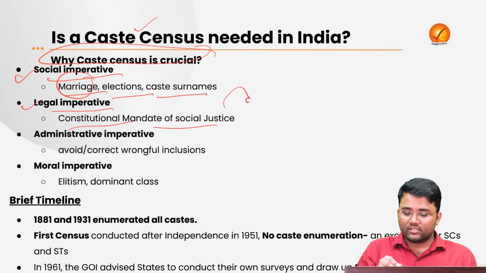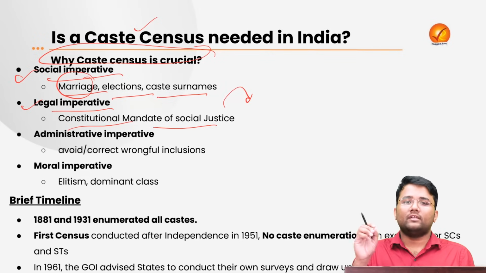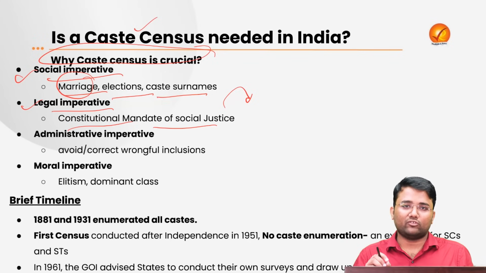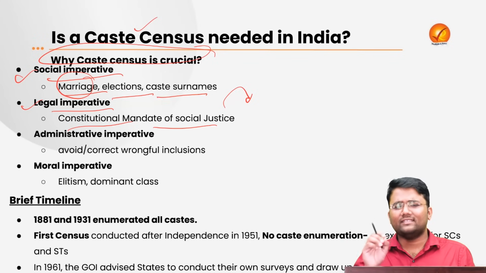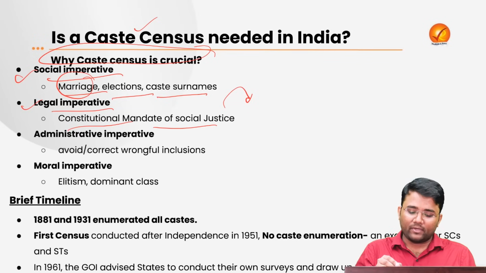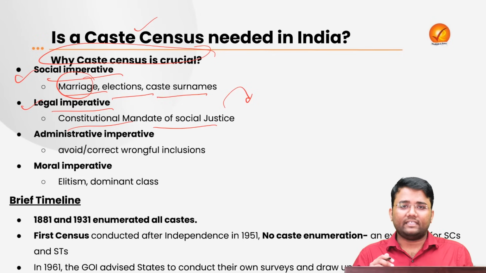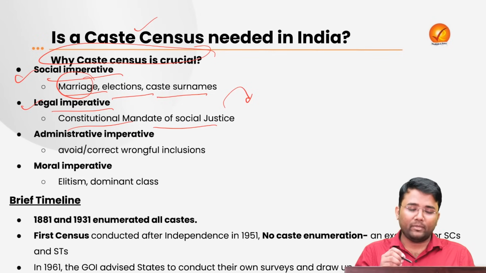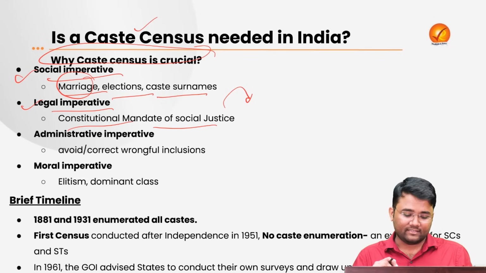That constitution says to provide proper social justice to the backward class of the population. The constitution doesn't mention caste, but in different Supreme Court case laws, the Supreme Court says that caste can be one of the proper criteria to properly give the benefit to the backward classes.